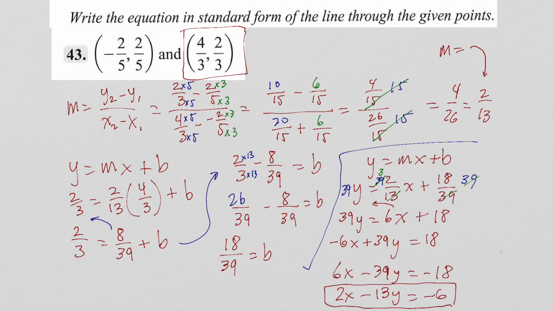This actually would not have happened if I had realized that this was a reducible fraction here. If I had reduced this by dividing by 3 and making this a 6 over 13, I would have eliminated that. But this is now the final answer.